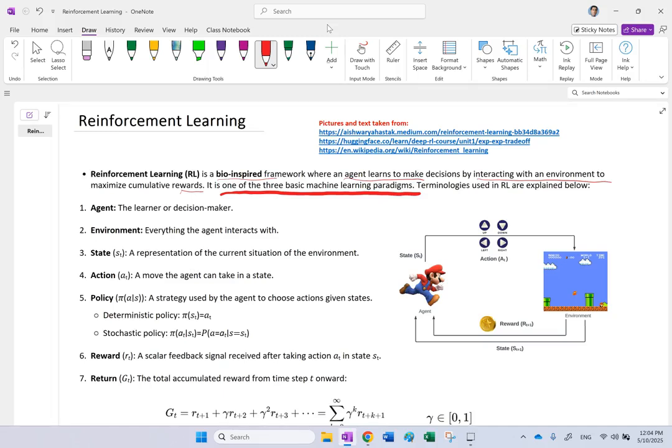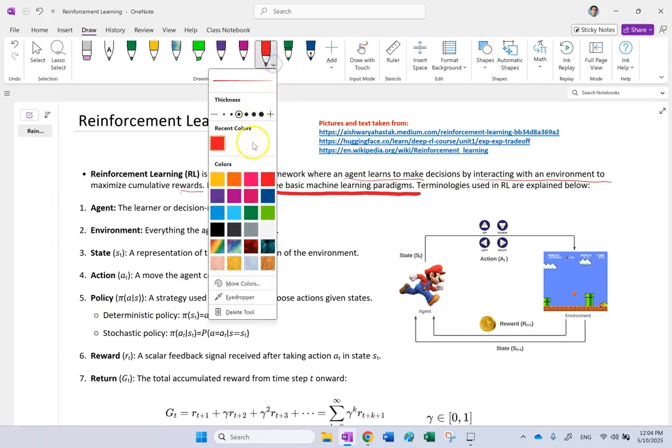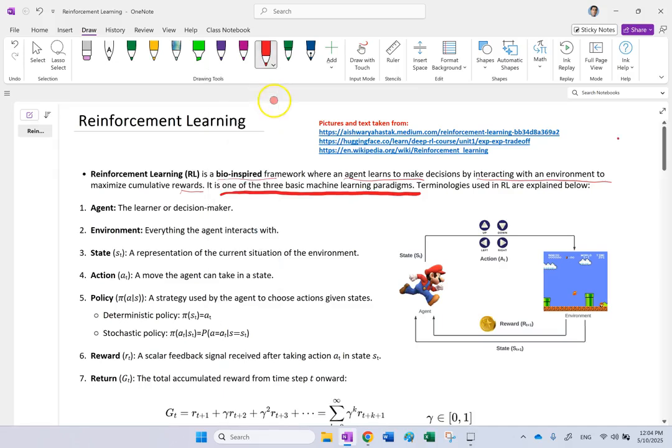Okay? So let's look at some of these terminologies here. Before I start, some of the pictures and material are taken from these websites. Two of the pictures are taken from these, and some of the text is taken from Wikipedia. So let's get to it.